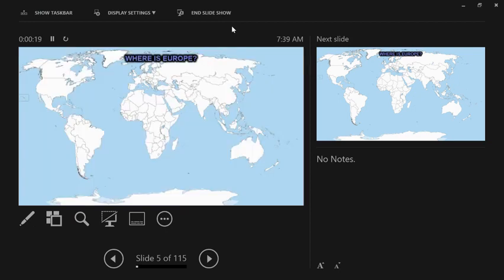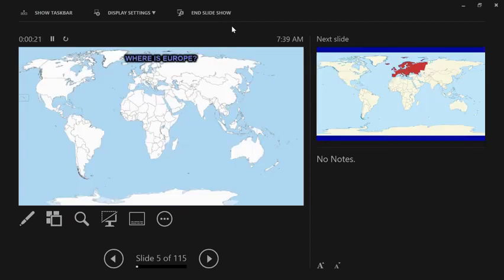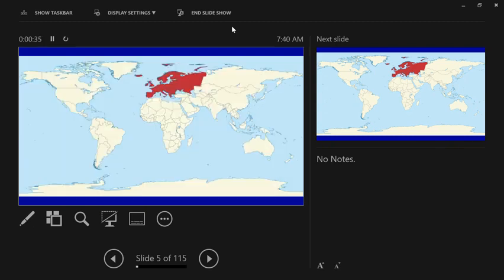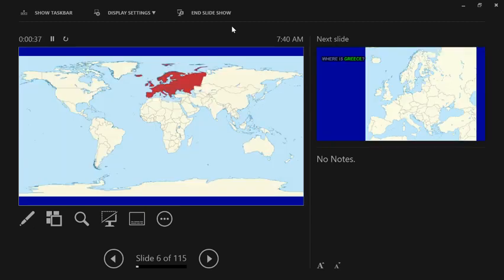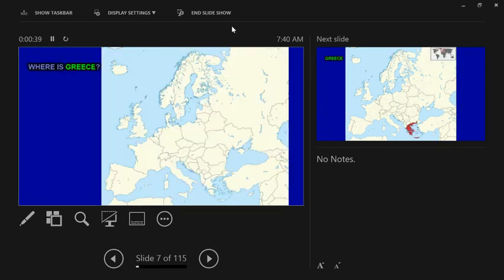Let's go. All right, here's a map of the world. Where is Europe on this map? Where is it? Left, right, bottom, top, center? Yeah, top center. All right. This is Europe.